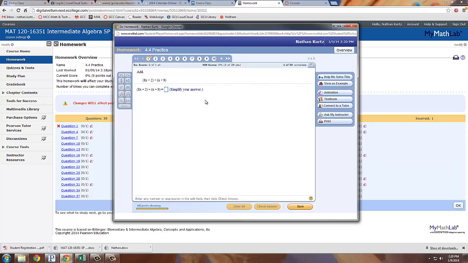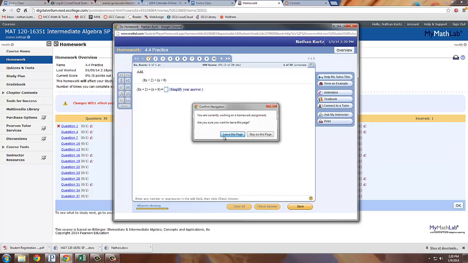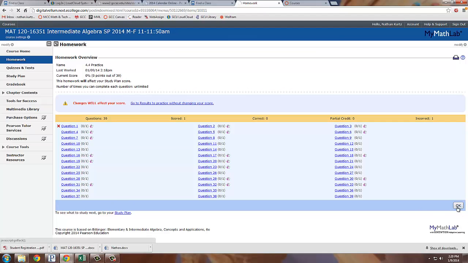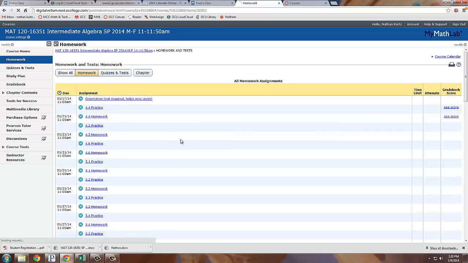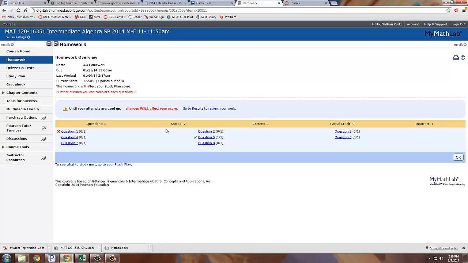use all these learning aids until you know how to do the problem. Once you know how to do the problem, go ahead and go back to the homework assignment and do the problem on the homework assignment until you get credit. Remember, you only get 3 attempts.